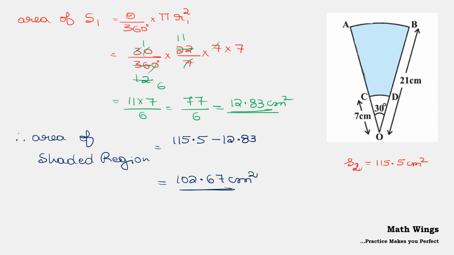So you can just keep it as it is, or you can simplify this like 103. Since I have 6 here, we can increase the unit digit of the number by 1. Correct? We can approximate it to 103 centimeter square. Let us move on to the next problem.